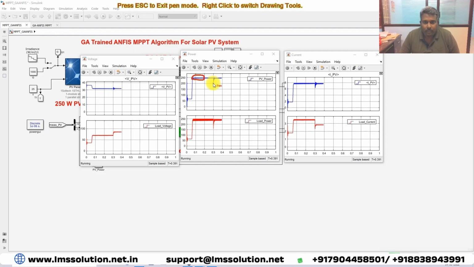Here you can see that even with the load variation, maximum power is extracted from the system by the GA ANFIS MPPT. Here you can see the variation of PV voltage and load voltage. This is the PV current and the load current. This is the PV power and the load power. For the load variation condition also, solar power is extracted at the maximum point by using the GA trained ANFIS MPPT.